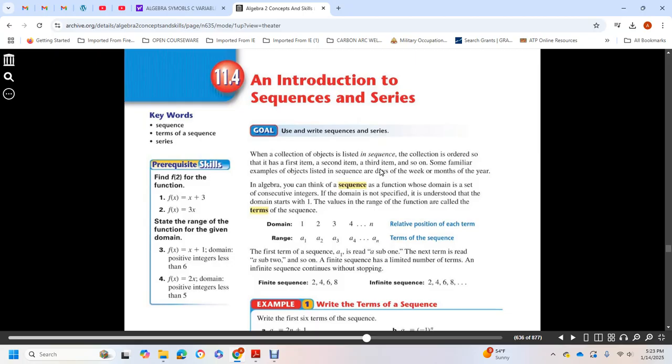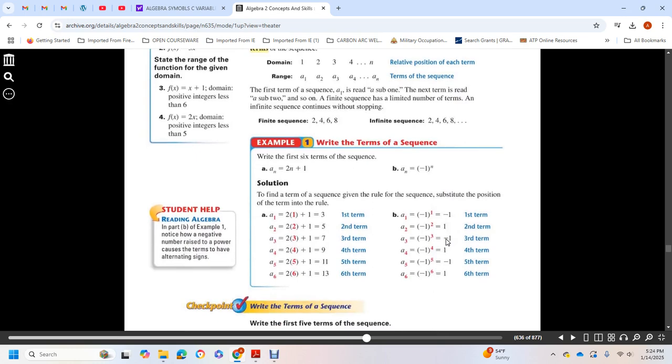A finite sequence is limited to a number of terms, and an infinite sequence continues without stopping. So we have the domain and the first sequence 2, 4, 6, 8, which reads as a sub 1 equals 2, a sub 2 equals 4, a sub 3 equals 6, a sub 4 equals 8. And an infinite sequence of 2, 4, 6, 8, and so on.